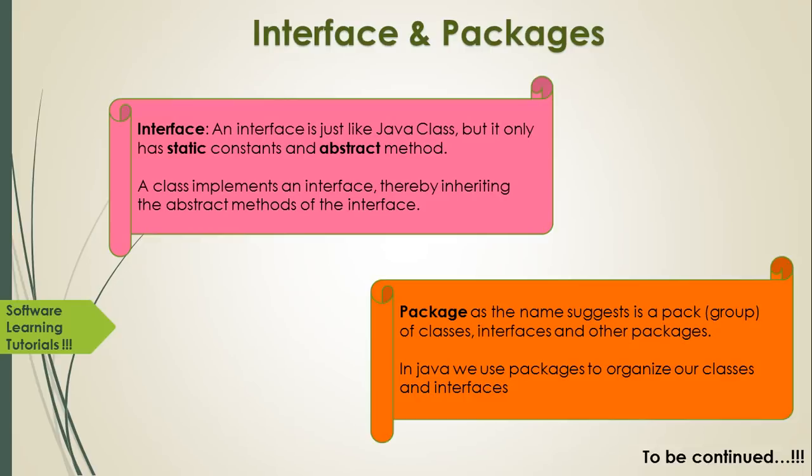So what is the interface? An interface is just like a class, but it only has the static constraint and the abstract method compared to the normal Java class. The next definition is about the package. What is the package? As its name suggests, the package is the group of classes, interfaces and other packages as well. Okay, so you can have multiple packages in the package itself, and if you group them together, that will become the main package. I have included one example later in this presentation, when we talk about the package and what the advantages of the package are.